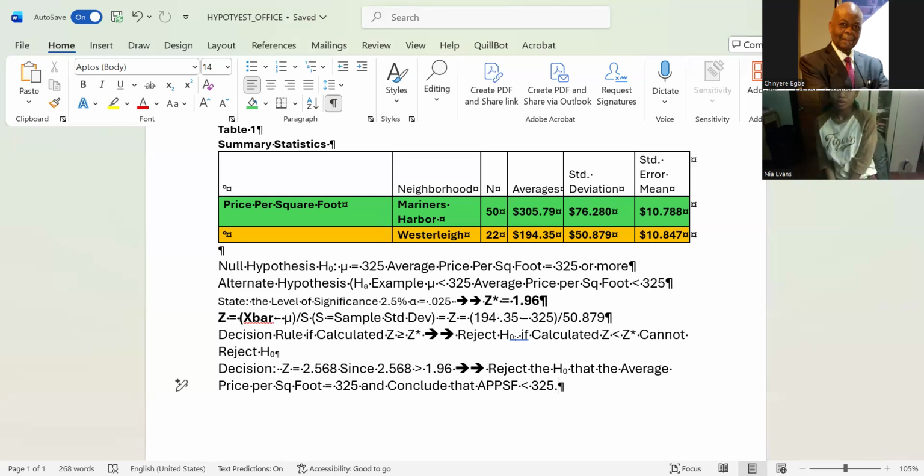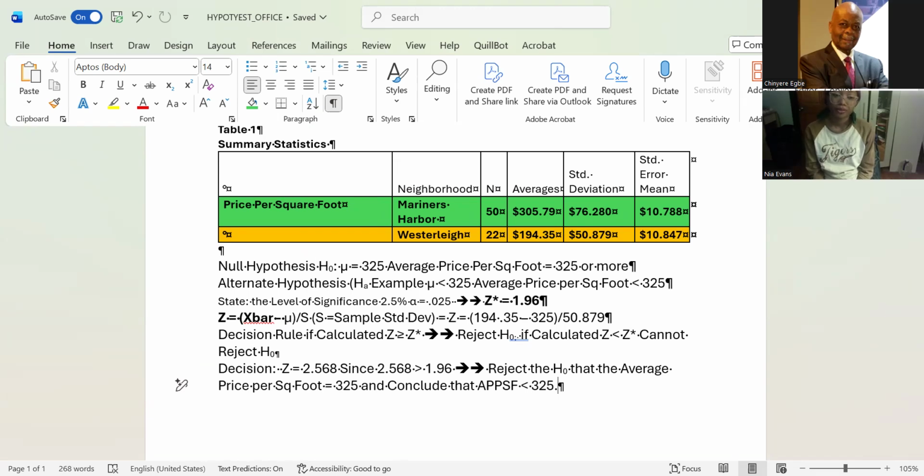We reject the null hypothesis that the average price per square foot is equal to 325. We remember that was our null hypothesis. And so our conclusion is the alternate, that the average price per square foot is less than 325. Got it. So reject the null hypothesis and conclude that the average price per square foot is less than 325. It was our alternate.